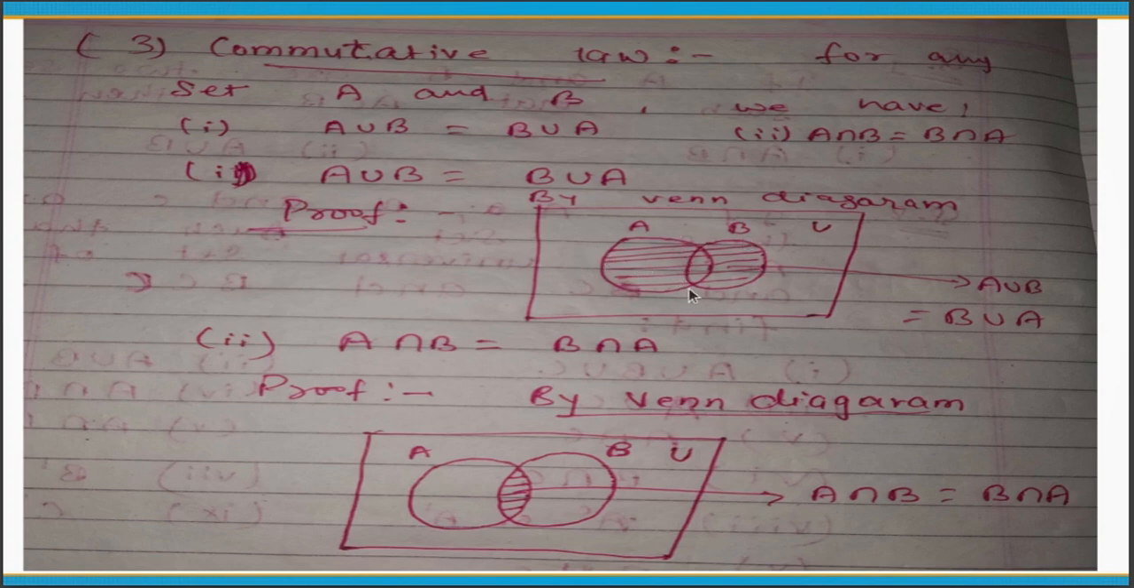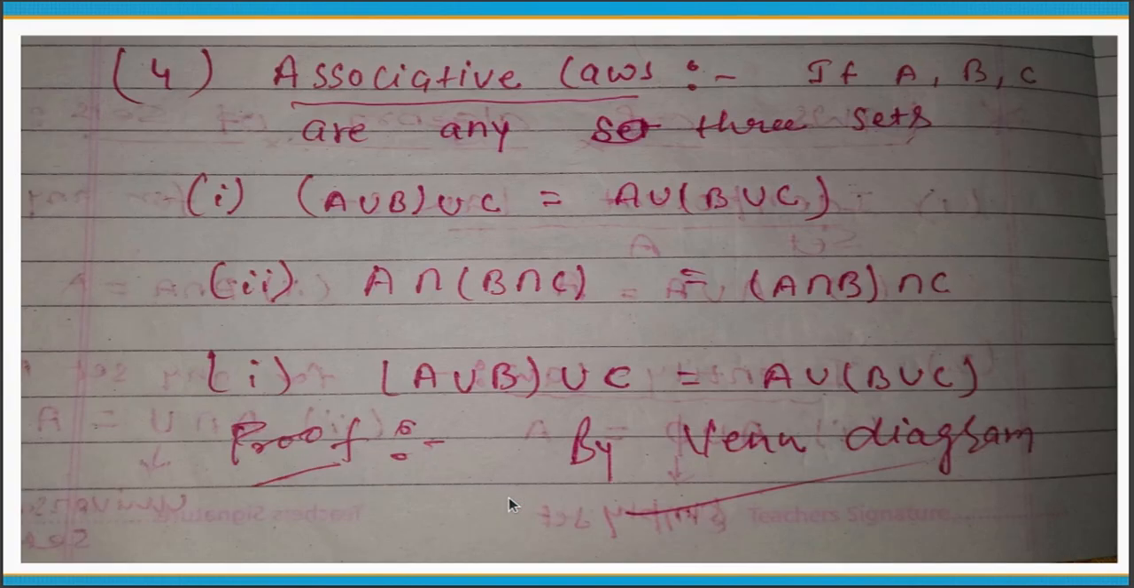You can prove this by a Venn diagram. A union B equals B union A. If you do A union B, the whole parts will be shaded. If you do B union A, the whole parts will be shaded. Similarly for intersection, A intersection B is the common part. If you do B intersection A, this is also the common part. I hope you can prove this by Venn diagram easily.